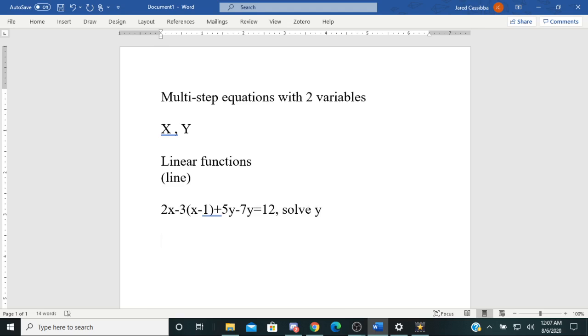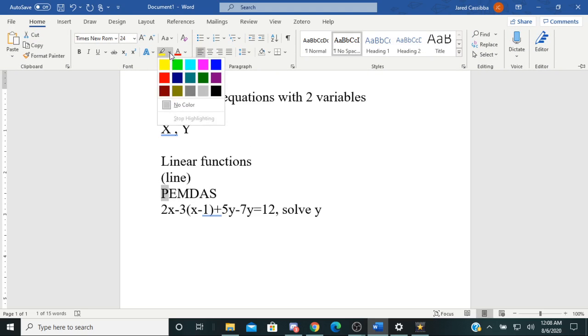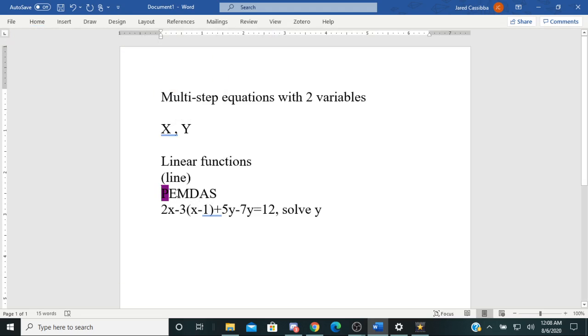First, you have to use PEMDAS. We do have parentheses. Inside these parentheses is just x minus 1. We can't do anything with that because there are no like terms, so that part is done. I'll just write PEMDAS so you can mark it off. P is done, because there are no like terms there, so that's out. Let's highlight that in purple. Next is exponents. There are no little numbers up top, so exponents is also out.